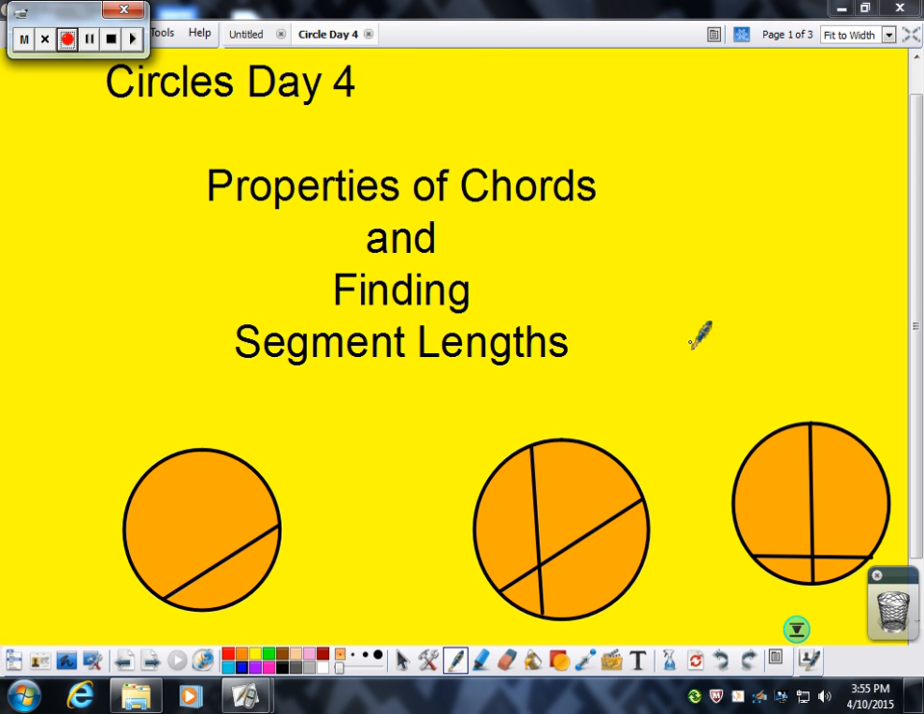Hello and welcome to day 4 of circles. This is properties of chords and finding segment lengths in circles.